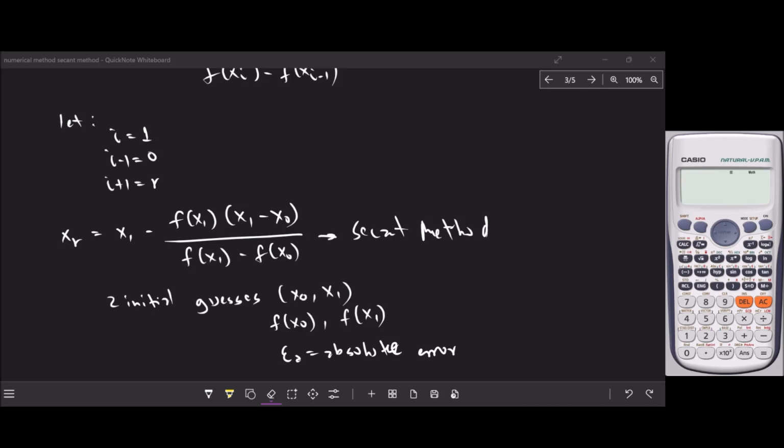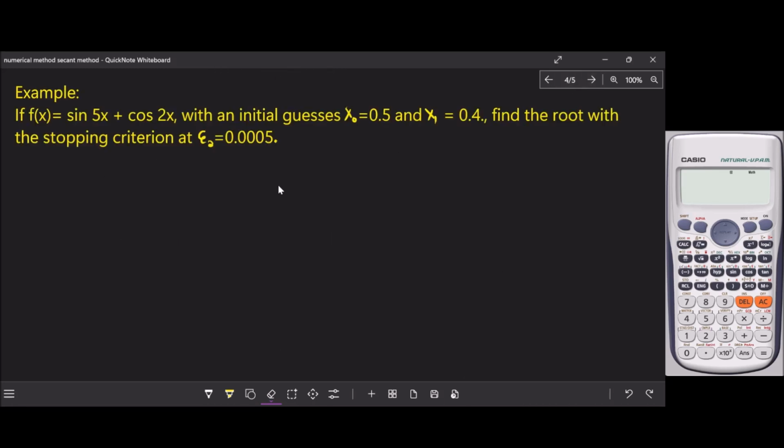To apply this concept, we have a problem. If f of x is equal to sine 5x plus cosine 2x, with initial guesses of x0 equal to 0.5 and x1 equal to 0.4, find the root with a stopping criterion of 0.005, or 0.05%. Let's have the solution here.